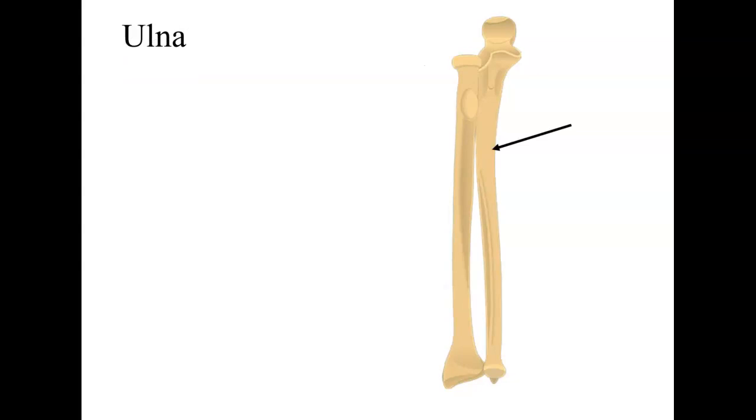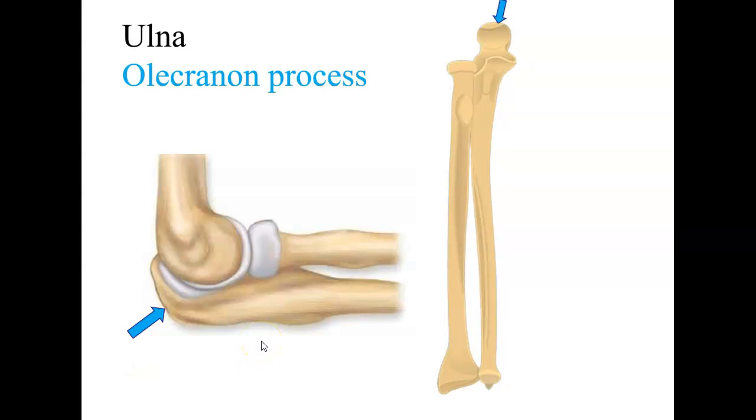Next, we have the ulna, which is beside the radius. The ulna is going to be in line with the pinky, and so up here we have the elbow, and down here would be where the wrist is. Okay, so the radius is going to be the bone again that's in line with the thumb in anatomical position when your arms are in anatomical position.